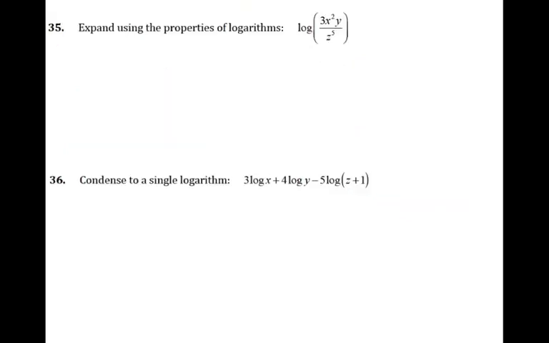All right, expanding using the properties of logs means that I'm going to have each term in its own log. So I'm going to start by counting the terms in my parentheses. I have 1, 2, 3, 4 terms, which means I'm going to have 4 logarithms. So I have log, log, log, log. So the first one is log of 3.